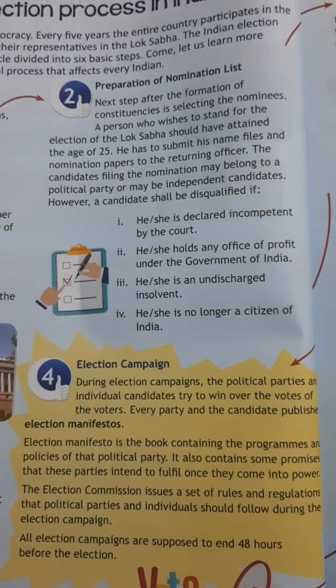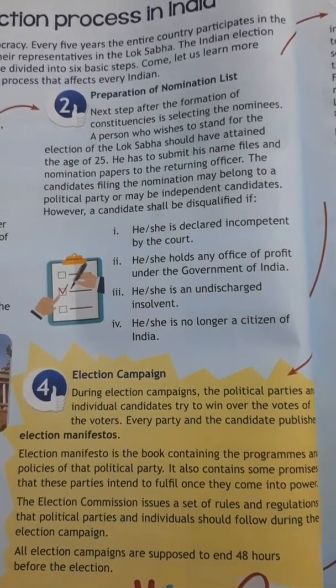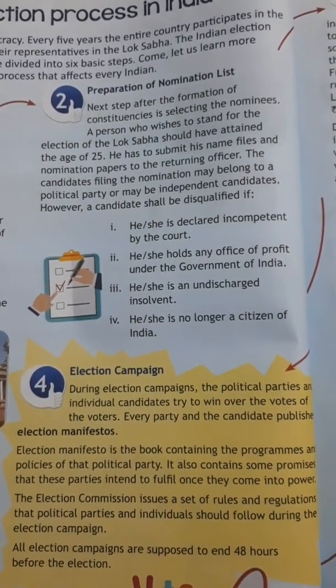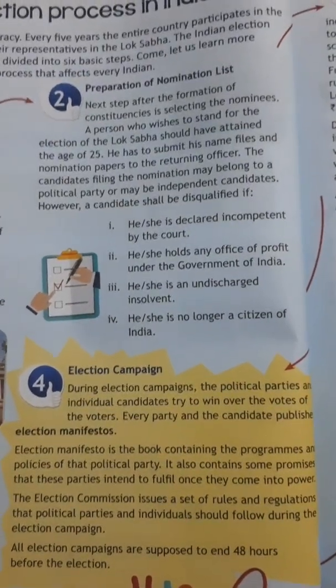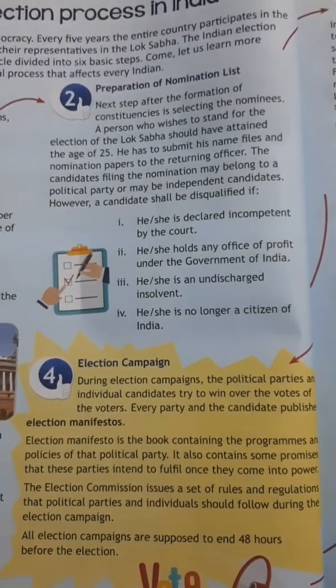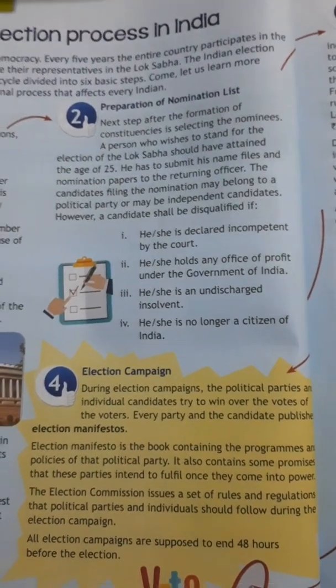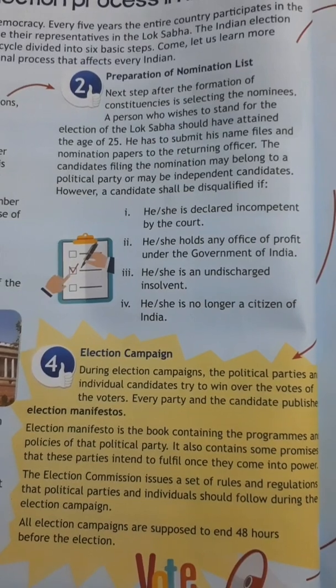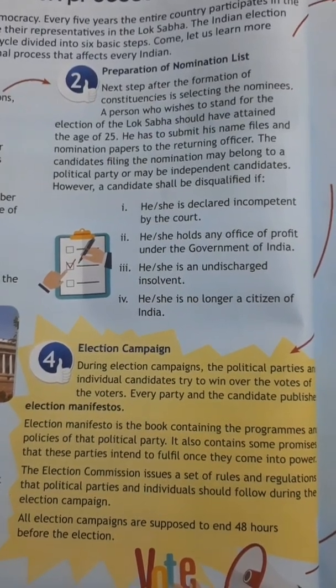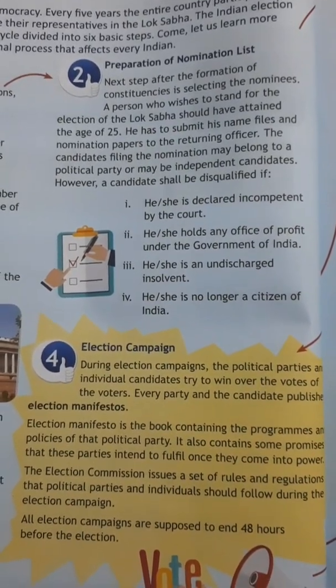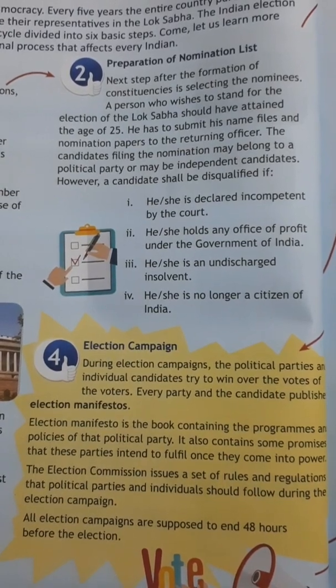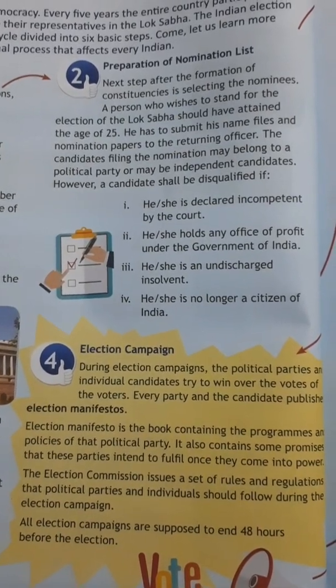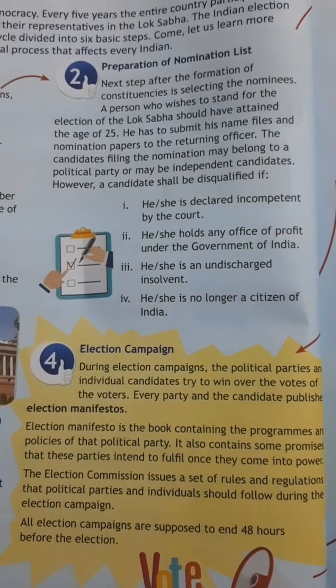Number 2, preparation of nomination list. That is, the next step after the formation of constituencies is selecting the nominees. A person who wishes to stand for the election of the Lok Sabha should have attained the age of 25. He has to submit his name and nomination papers to the returning officer. The candidates filing the nomination may belong to a political party or may be independent candidates.